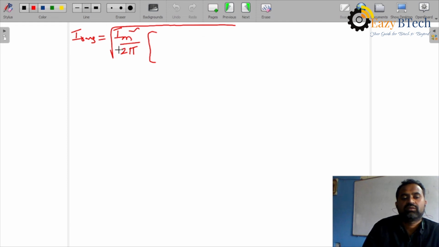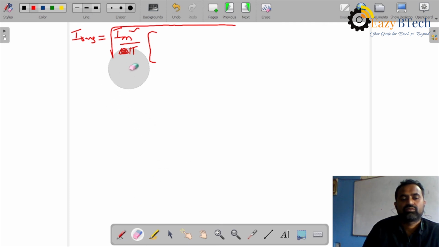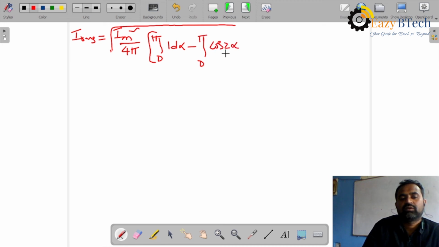Okay, we'll see. By making common, it becomes 4 pi [integral 0 to pi 1 d alpha minus integral 0 to pi cos 2 alpha d alpha plus integral pi to 2 pi 1 d alpha plus integral pi to 2 pi cos 2 alpha d alpha].